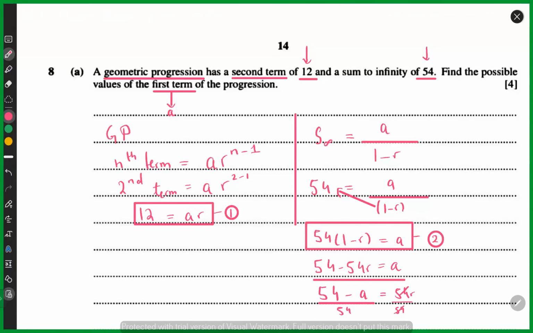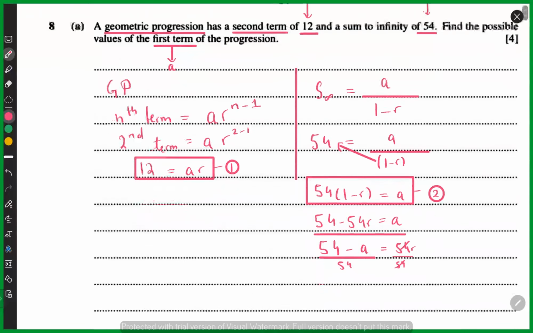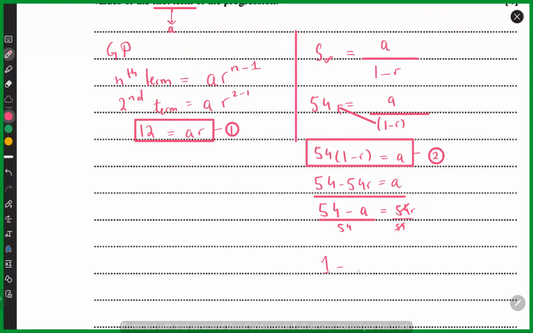This and this would be cancelled, and finally I would get 1 minus a divided by 54 equals r. Any confusions with this? Yes, tell me honestly, I'll wait here. Just have a look at it. I've just made r the subject from equation 2, just so I can plug in the value of r here directly, and just so I get an equation with a only, right? Yes. And I've just made r the subject by using simple mathematical rules, right?